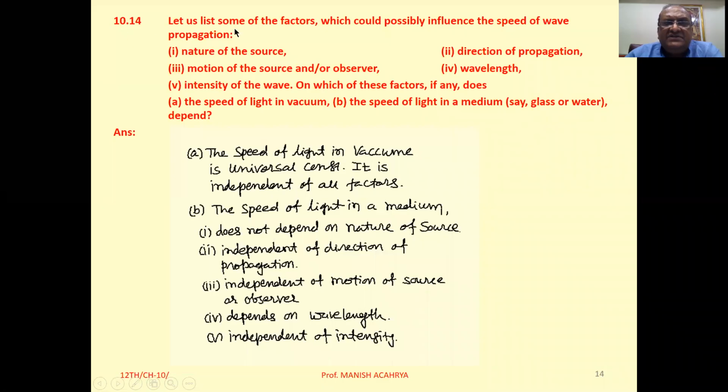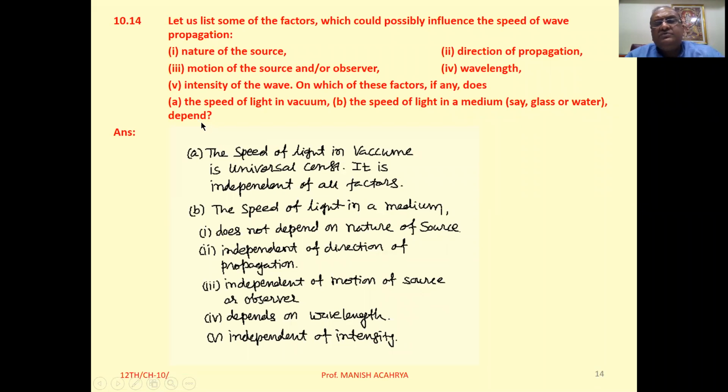10.14. Let us list some of the factors which could possibly influence the speed of wave propagation. 1. Nature of the source. 2. Direction of propagation. 3. Motion of the source and or observer. 4. Wavelength. 5. Intensity of the wave. On which of the factors, if any, does A. the speed of light in vacuum, B. the speed of light in medium, say glass or water, depend?